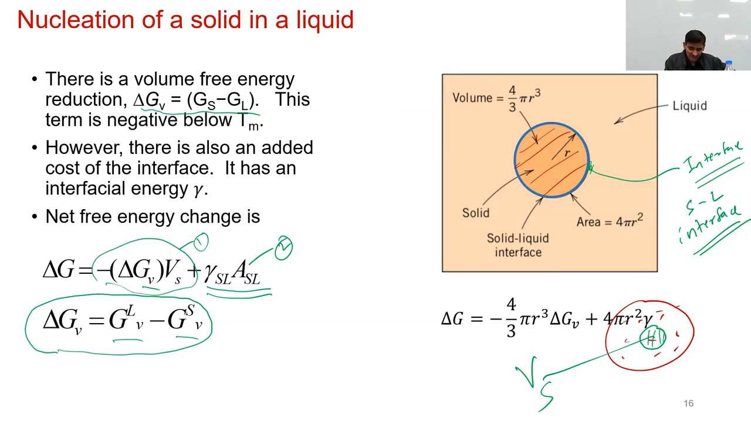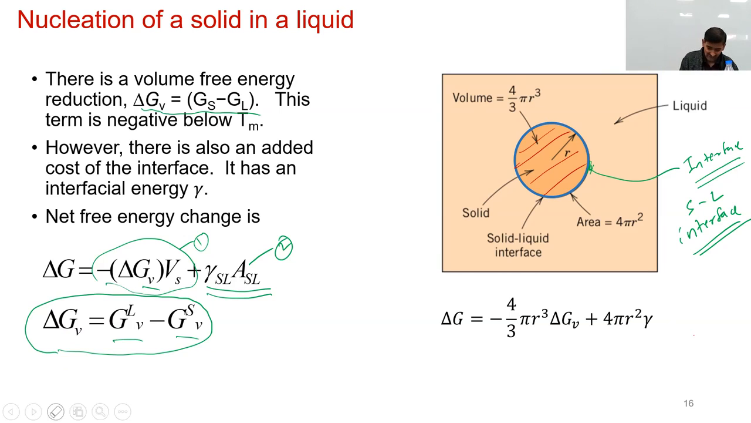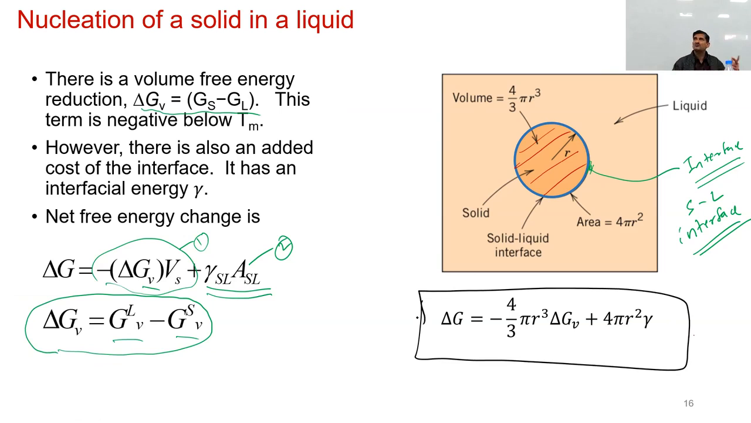So here's the total free energy change, written nicely for a spherical cluster. Here we have the usual equation. This is an important equation which we'll often be using. This is the volume free energy reduction, the first term, and this is the second term, 4 pi r squared, the interfacial area between a sphere and a liquid. So that is given by 4 pi r squared gamma. Is this clear to you, or any questions? Okay, I hope it is.